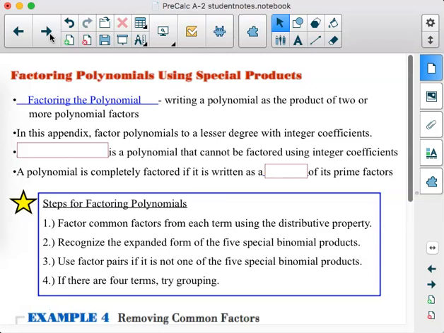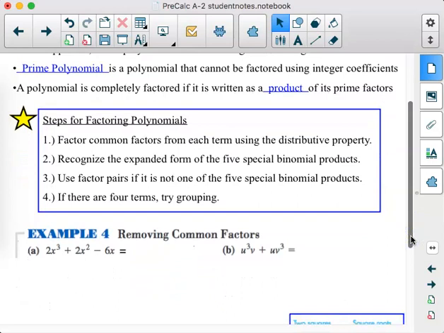Integers are the numbers like -3, -2, -1, 0, 1, 2, 3, and on forever in both the positive and the negative direction. A prime polynomial is a polynomial that cannot be factored using integer coefficients. So if there isn't anything that we could factor this into, then it's called a prime polynomial. A polynomial is completely factored if it is written as a product of its prime factors. So we see here we've got the steps for factoring polynomials, and these steps, we always follow this rule when we go through. One is factor common factors from each term using the distributive property.